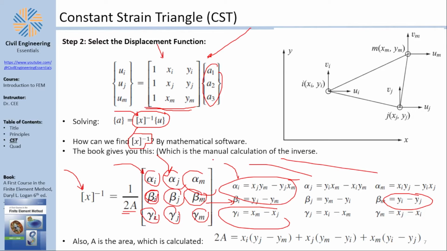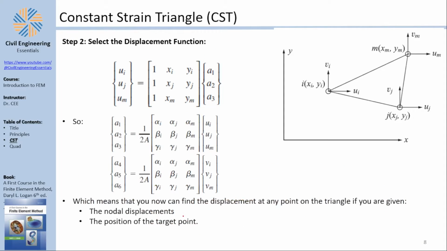Of course, you would have those equations, or you would have MATLAB to find your inverse. A is the area, 2A is double the area, and there is a well-known equation that finds the area of any triangle given the coordinates. This is something you study in surveying. So yeah, we have X to the power minus 1. So if we have X to the power minus 1, we know that A1, A2, A3 is X to the power minus 1 multiplied by the u's, and A4, A5, A6 is X to the power minus 1 multiplied by the v's.